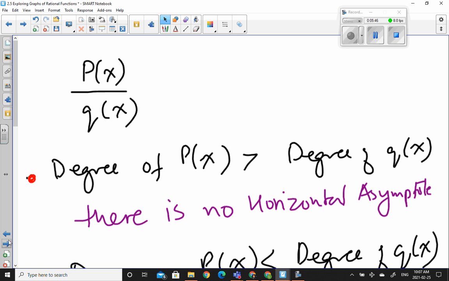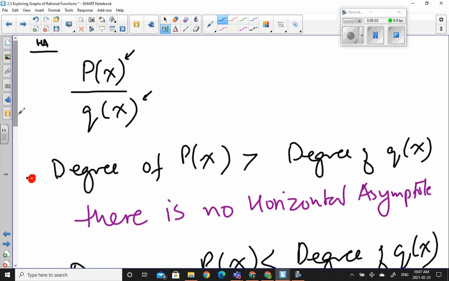We're going to look at horizontal asymptotes. Horizontal asymptotes are interesting because there are 3 scenarios. If you have a rational function p of x divided by q of x, you have to look at the degree of both the p of x and the q of x.